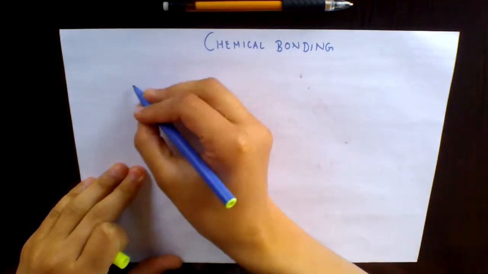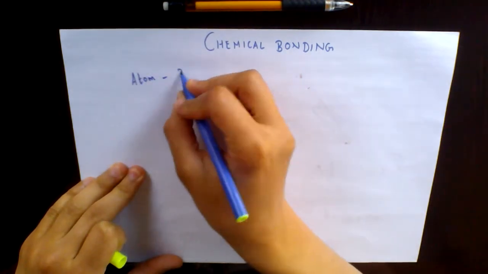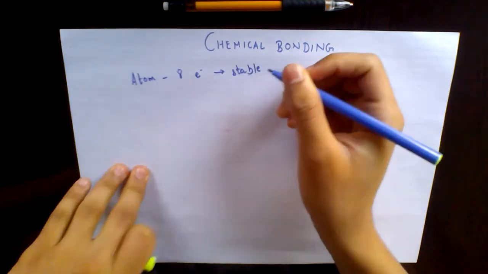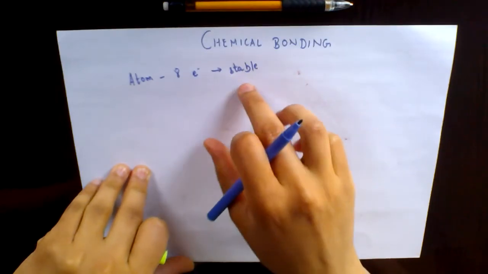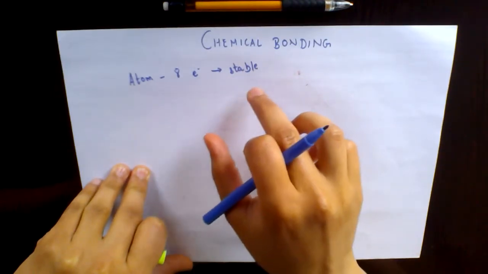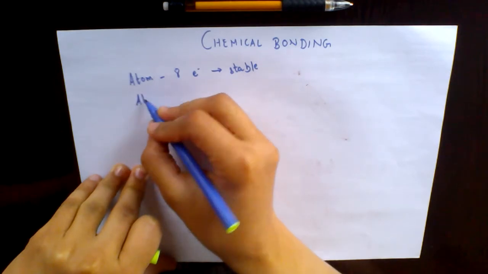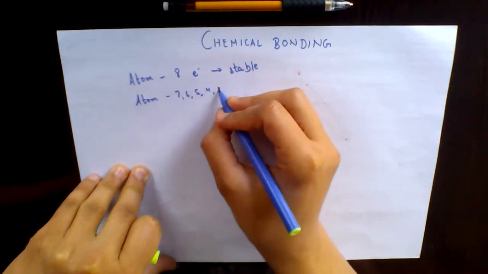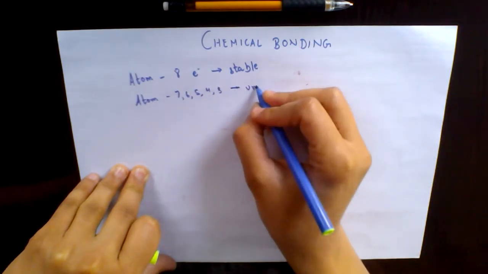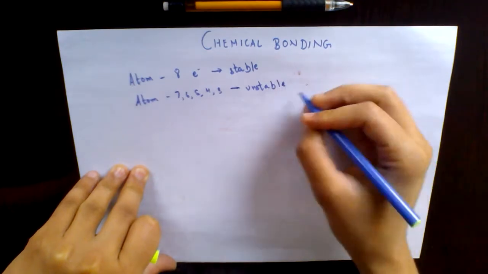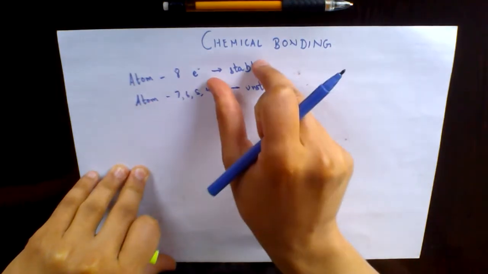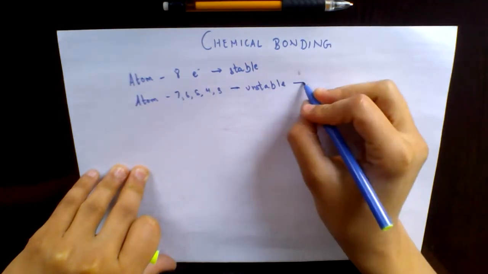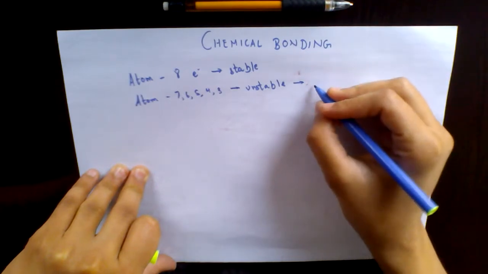So if an atom has 8 electrons, it is stable. So it doesn't need to combine with another atom in order to acquire the stable electronic configuration. However, if an atom has 7 electrons, 6, 5, 4, 3, then it is unstable. So in order to acquire the stable electronic configuration, it needs to share or donate or accept a pair of electrons.